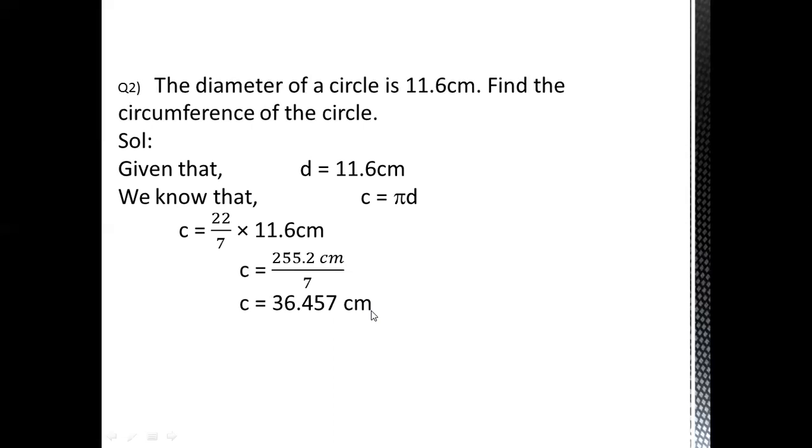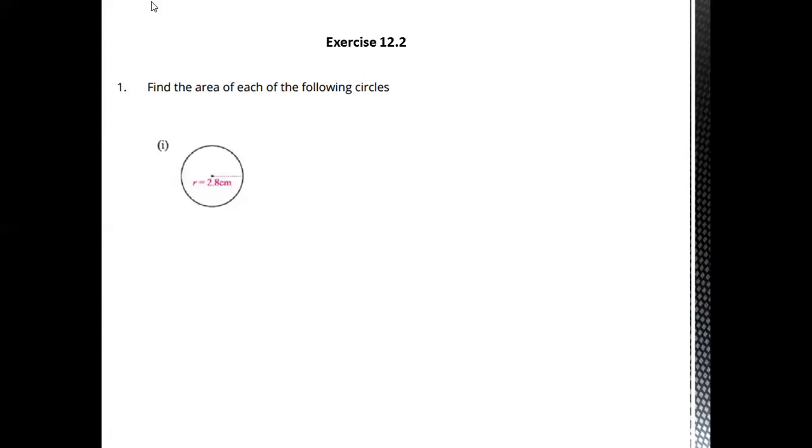Now we will start the next exercise. The next exercise is also about circles. In this we find the area of a circle. Look, find the area of each of the following circles. Area formula: in the start of the lesson I explained that it is pi r square. You memorize this formula. Area of a circle is pi r square. So radius is given 2.8 centimeter. You are going to find the area of the circle.